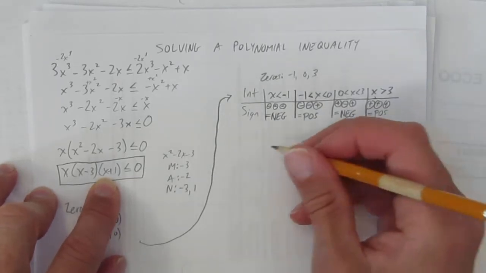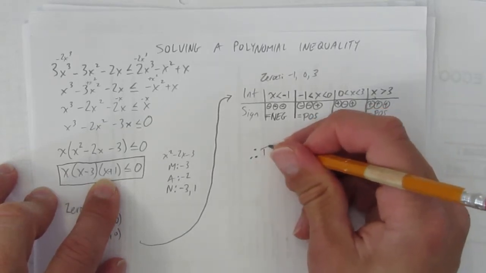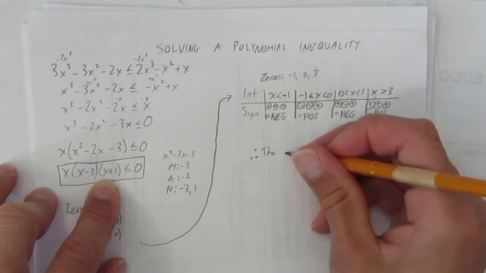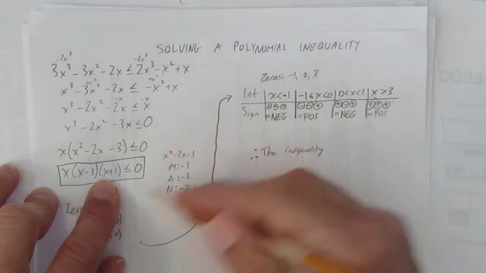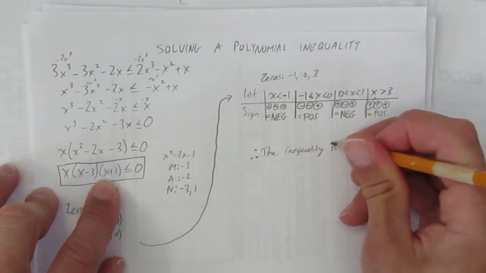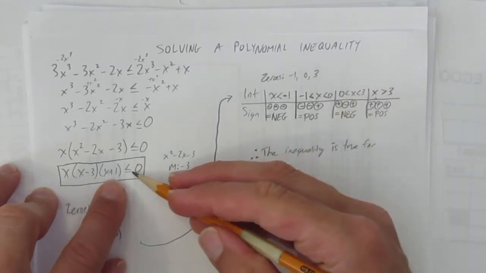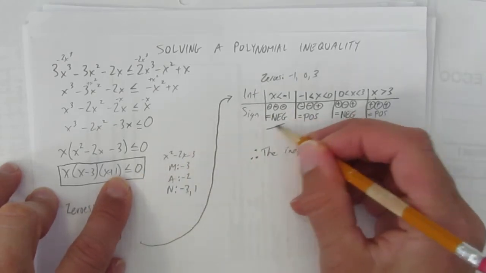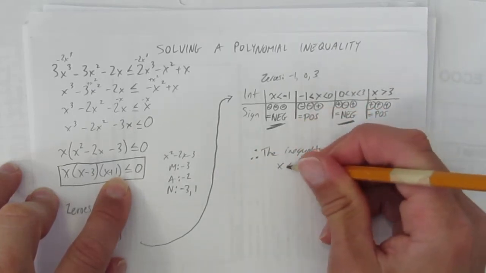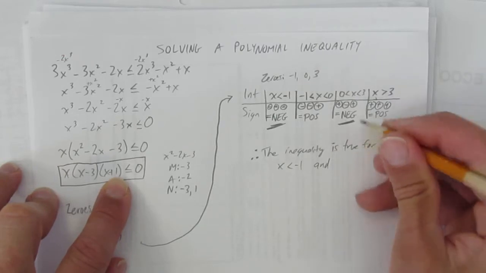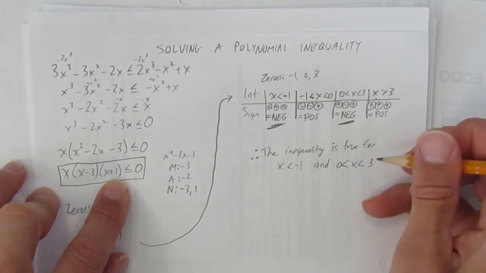So we're almost done. We just have to say the answer and do a little bit of a touch up. Therefore, the inequality, and now you can rewrite the inequality you want, or just say the inequality is true for, and where is it true? Where is it less than or equal to 0? Less than or equal to 0 will be where it's negative. That's these two. So, where is it true? For x is less than negative 1, and the other place it's negative, 0 is less than x, which is less than 3. But there's one more problem.